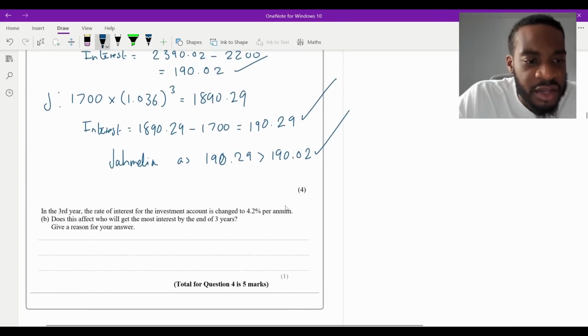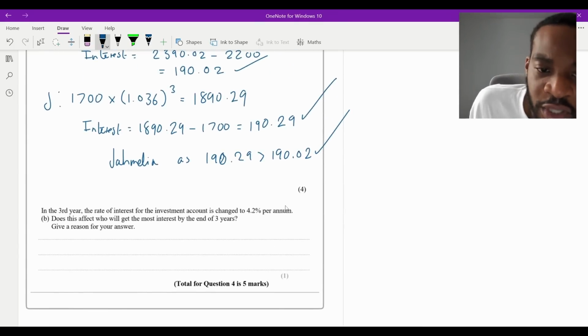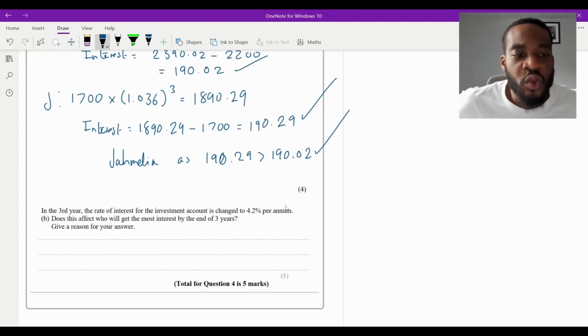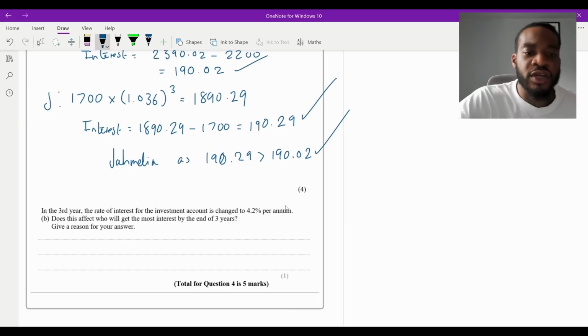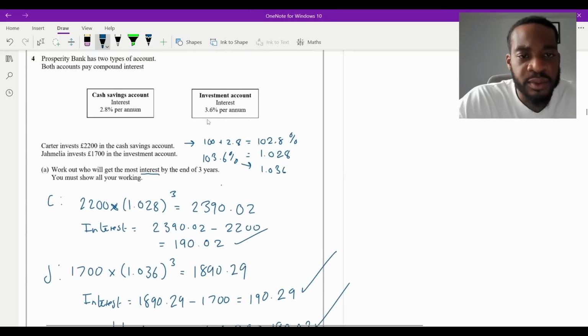Now, part B says in the third year, the rate of interest for the investment account is changed to 4.2%. Does this affect who will get the most interest by the end of 3 years? Give a reason for your answer. Okay, well, who was in the investment account? That was Jamelia, isn't it? Right? Jamelia used the investment account.